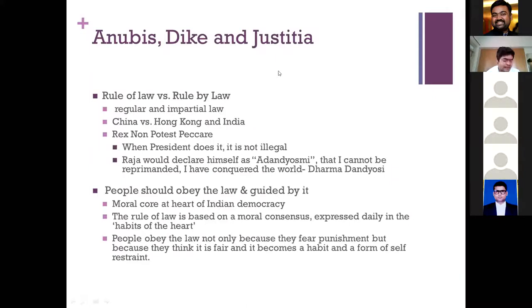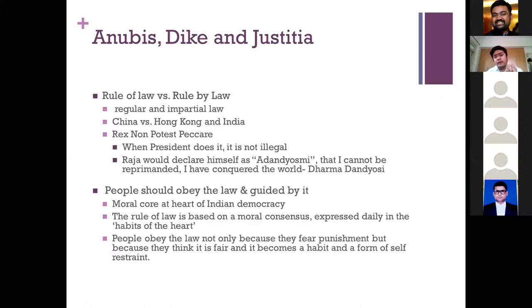Anubis, Dyke, and Justitia. So Anubis is the goddess of justice in Egyptian mythology. Dyke is the goddess of justice in Greek mythology. And Justitia is the goddess of justice in Roman mythology. Now, these are all goddesses of justice. And the idea is that justice is embodied in certain divine principles, that there are certain gods who ensure justice in society.